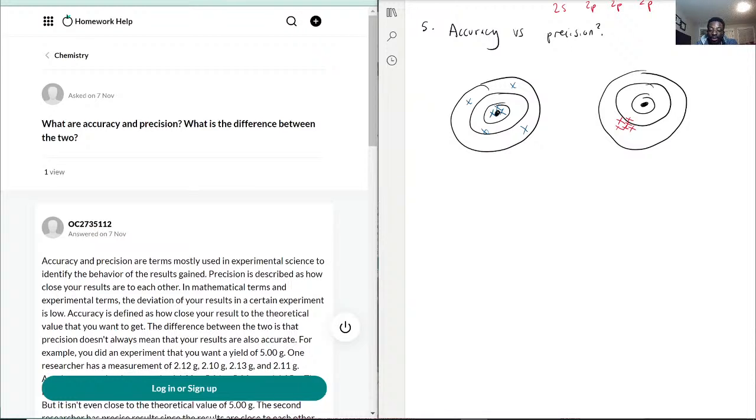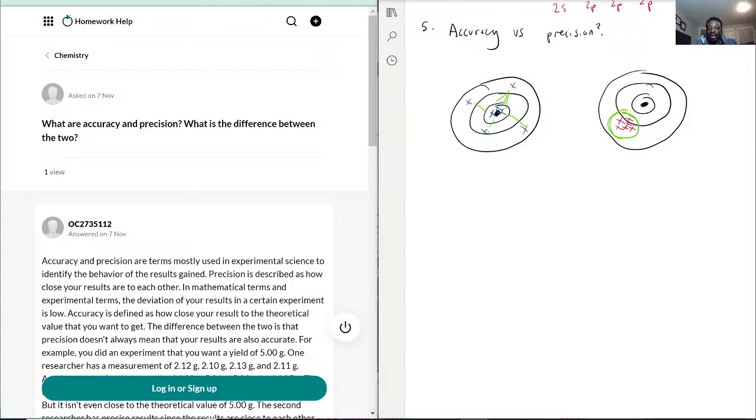Now, on the flip side, he would be more precise than me. Why? Because although for some reason he can't hit that bullseye, he can always end up hitting close to the same spot, making him more precise than me, because I'm all over the place. You see the distance here and there. There is really no precision to my throwing, but his is all focused around this area, making him more precise.